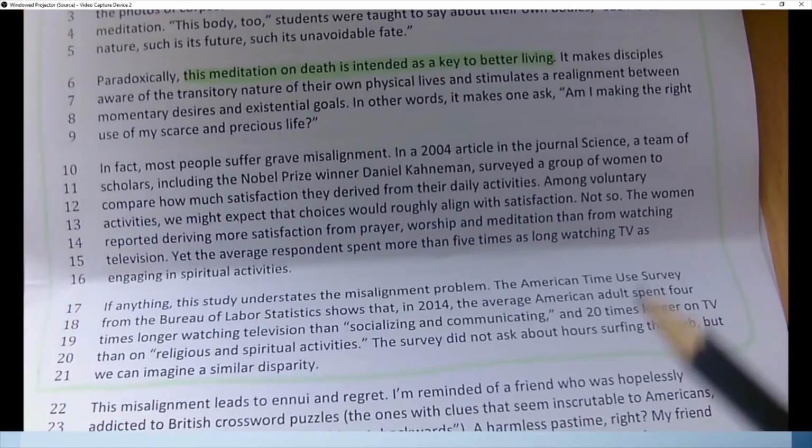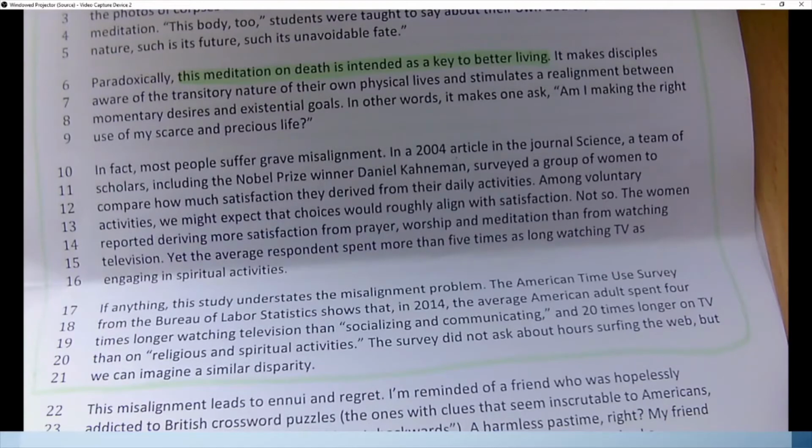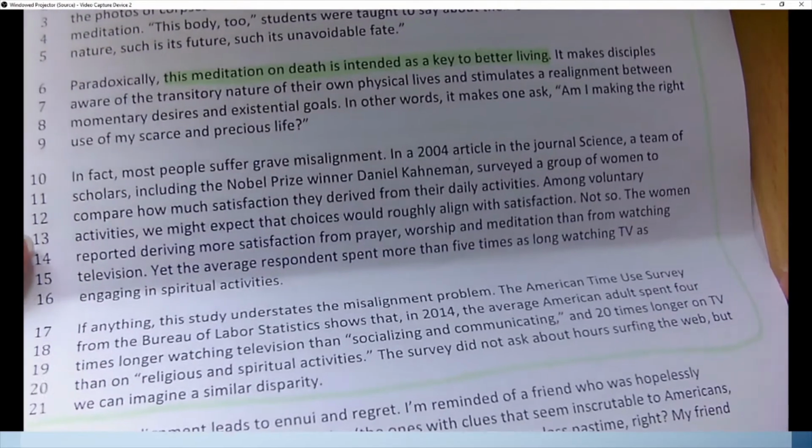So if anything, this study understates the misalignment problem. The American Time Use Survey from the Bureau of Labor Statistics showed that in 2014, the average American adult spent 4 times longer watching television than socializing and communicating, and 20 times longer on TV than on religious and spiritual activities. The survey did not ask about hours surfing the web, but we can imagine a similar disparity.